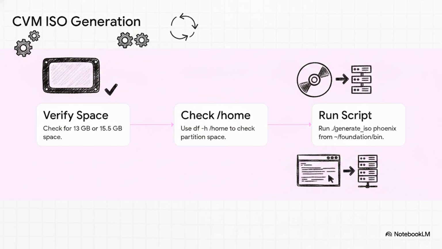Step 2 is actually checking it in the field. You SSH into the CVM and run the command df -h /home. This gives you the readable free space. If you're good on space, you hit Step 3. Navigate over to the foundation bin directory and run the generate_iso phoenix script, tagging on the flags for your specific packages.